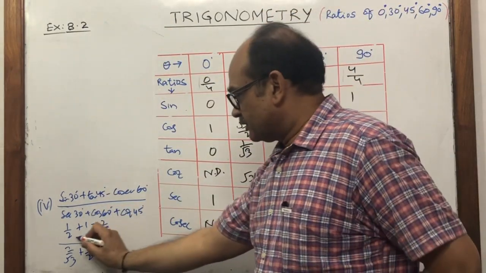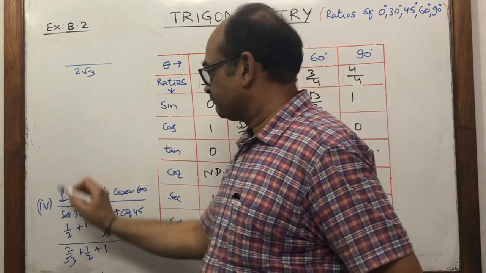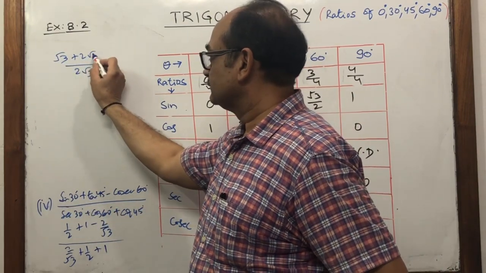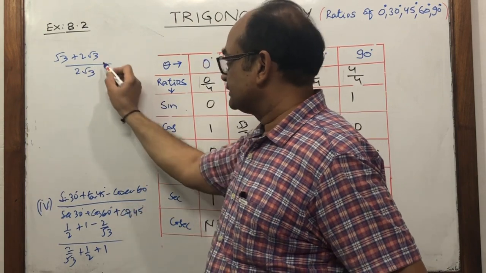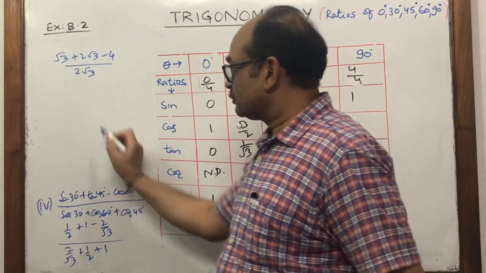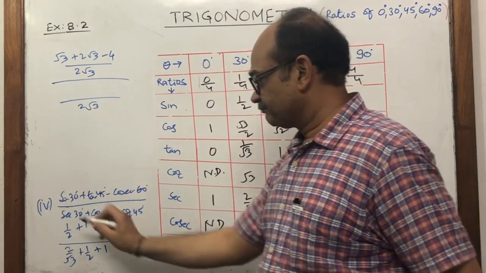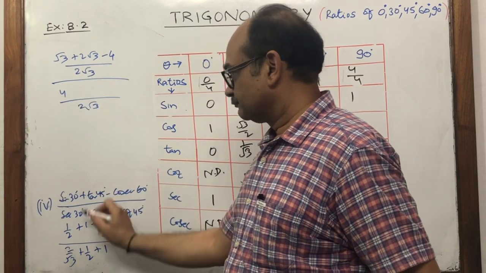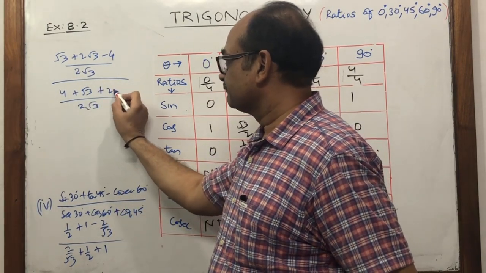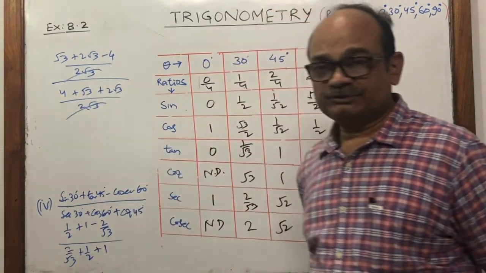See, numerator 2 root 3 LCM. What we are getting? Root 3 plus 2 root 3 minus 4. Easy. Denominator 2 root 3 LCM. And what we are getting? 4 plus root 3 plus 2 root 3. 2 root 3 LCM and 2 root 3 LCM cancel out.